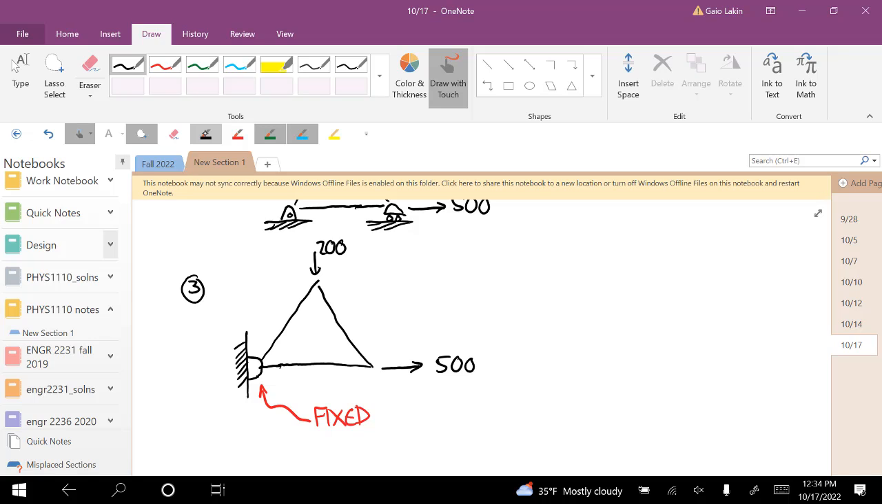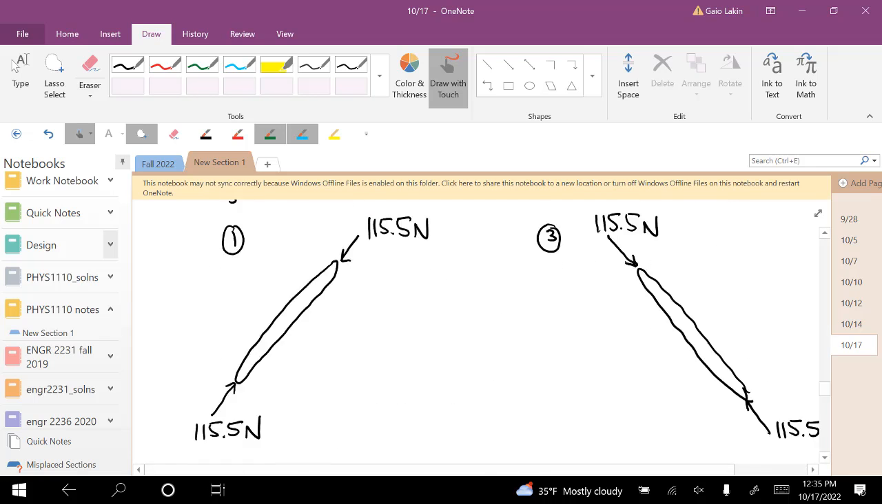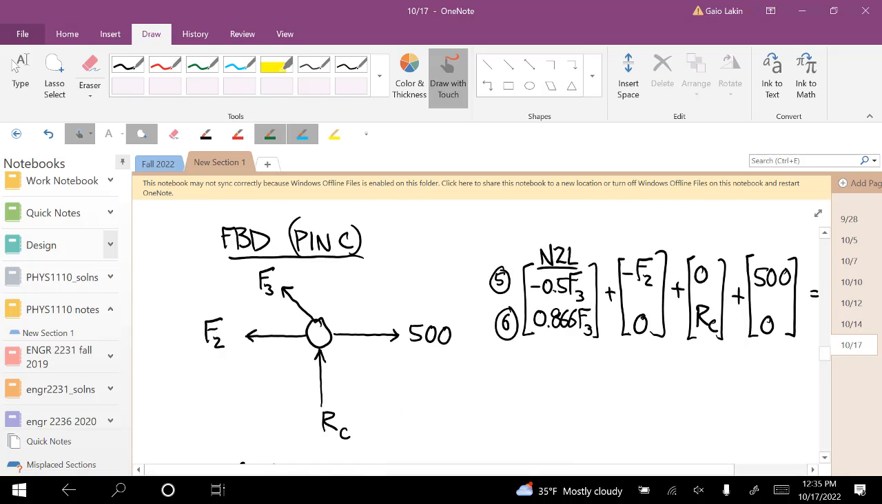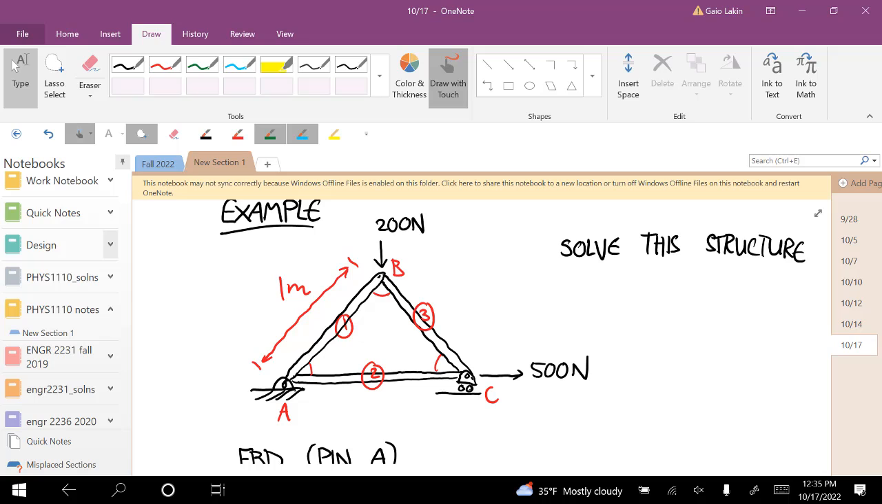Would it work without the 200 at the top? No. Would it? Yes, I guess it would. No, like the original one, if we took the 200 force away. Yeah, it would work. This one, just no 200, only the 500. Yep, it would work. Because the way it's set up, the only places forces can be applied are at the joints. So that's what determines whether it can be a truss or not.